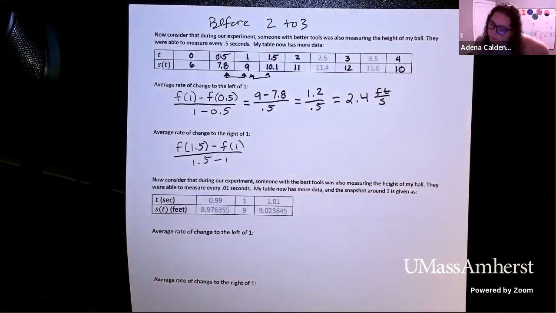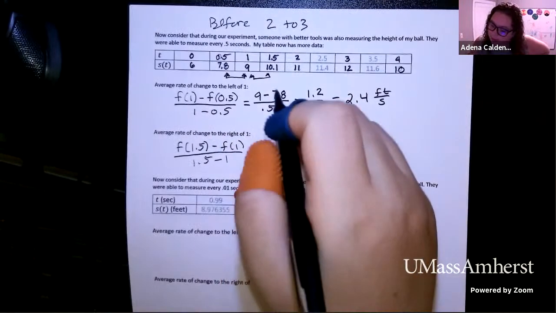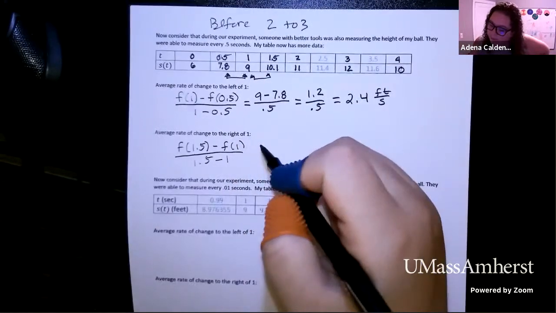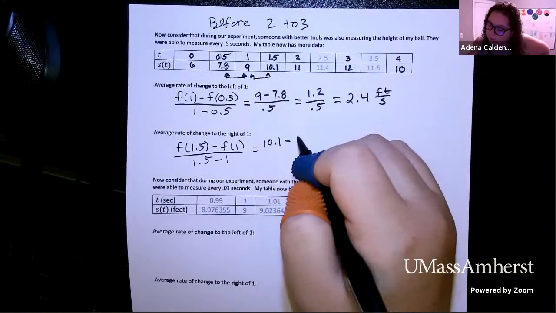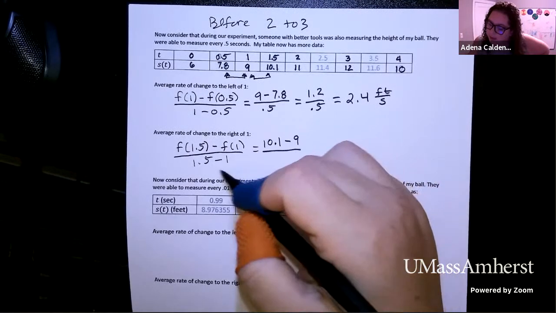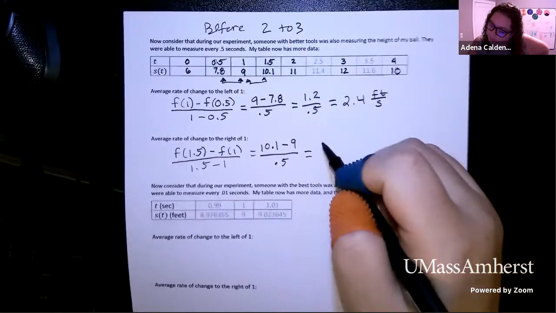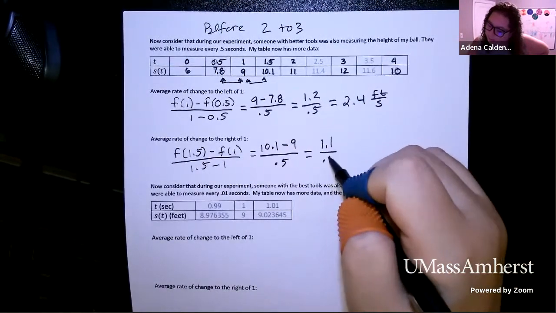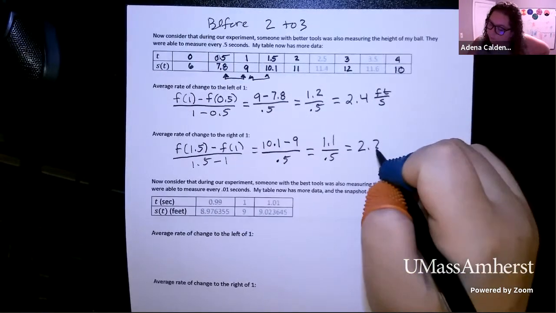Okay. Now, when we do that approximation to the right, we're going to be using the 1.5. So f of 1.5, we get 10.1 minus f of 1, which is 9, divided by 0.5. So that's going to be 1.1 divided by 0.5. And that gives me 2.2 feet per second.